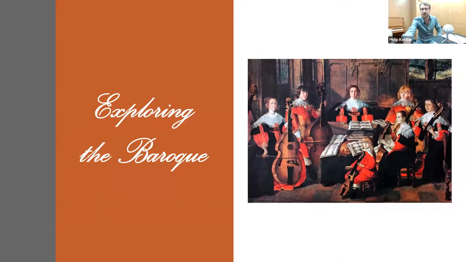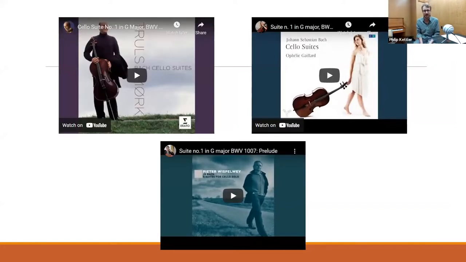We are here exploring the Baroque. So we talked about different temperaments, three different temperaments. There's a very famous piece for the cello that I'm sure many of you might know, the Bach Prelude to Cello Suite No. 1. And if we were going to hear this in a modern concert hall by a modern cellist, it would sound something like this.